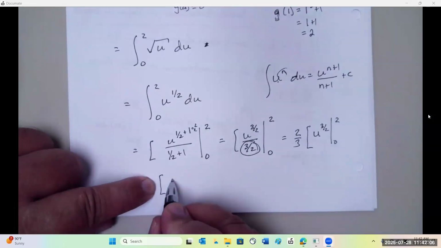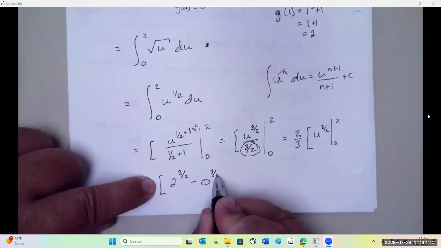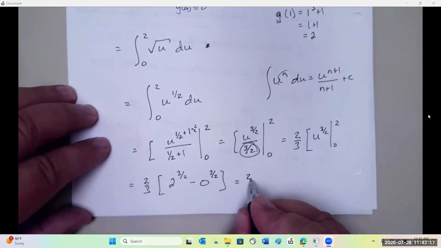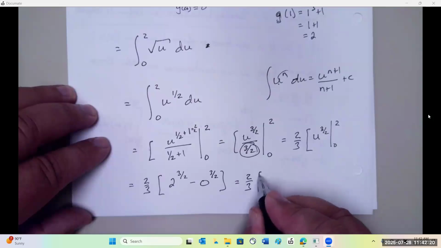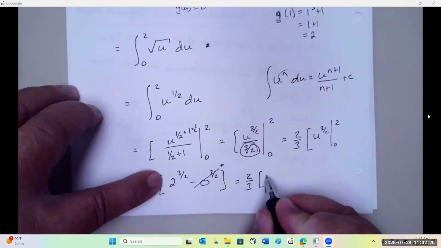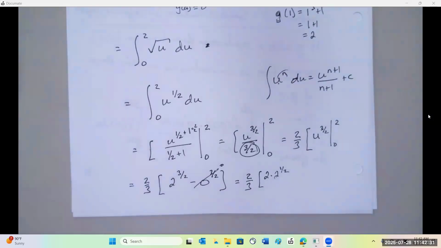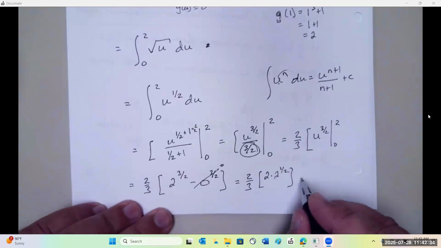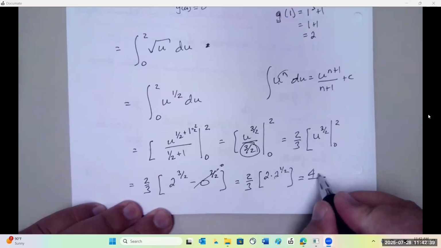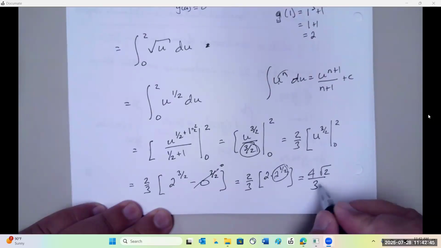So I start with the upper one, which is 2 to the power 3/2 minus 0 to the power 3/2. So we have 2 over 3. This becomes 0. So we have 2 to the 3/2 becomes 2 times 2 to the power 1/2. 2 times 2 is 4. 2 to the 1/2 power is square root of 2, over 3. And there's your answer.